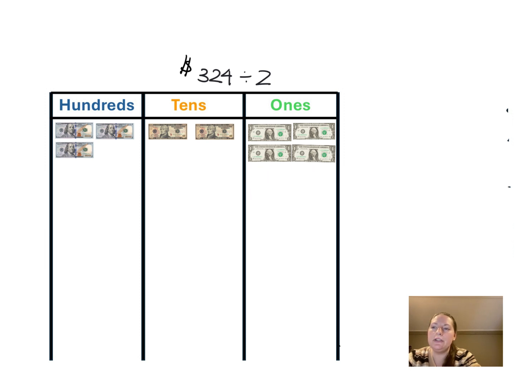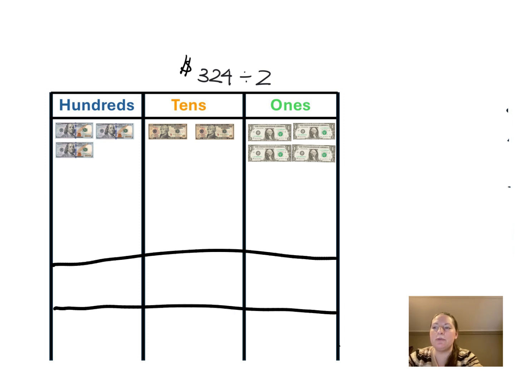So what I want to do to distribute these equally between the two of us is to draw 2 rows so that I can distribute them between both rows, a row for me and a row for Jessica. And I'm also going to write the standard algorithm on the side so we can see how these 2 methods work together. So I'm going to draw my little house, and then I'm going to write the dividend, 324, in the little house, and then the divisor, 2, on the outside. All right, so now let's get distributing.